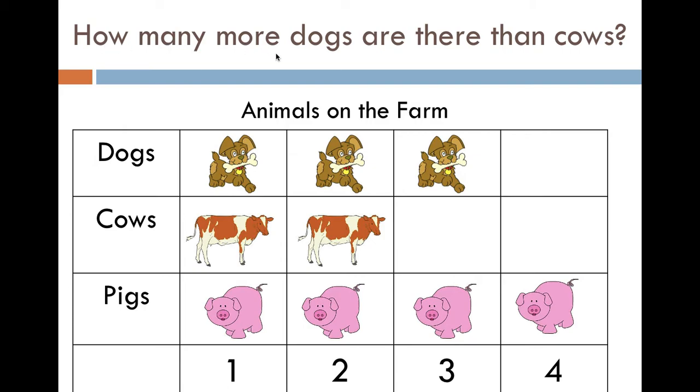How many more dogs are there than cows? So again, key words, many more. How many more? That is a hint for subtraction. We would need to subtract in this case. So we have 3 dogs and we have 2 cows. So we would subtract those 2 numbers. 3 minus 2 is 1. So we would say there is 1 more dog than cows.